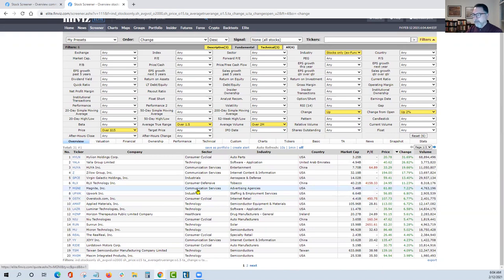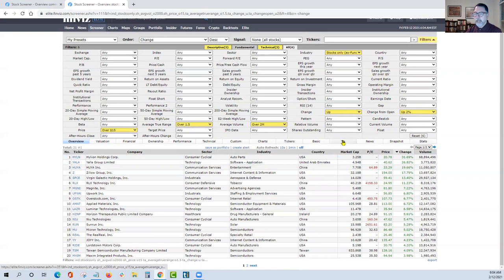But now you go down a little bit further. Now you pay attention to which sectors. Communication services. So five of the top 20 stocks are communication services. So now maybe we'll break that down even further. But before we do that, let's see what this means at up 2%. So let's go into the charts.